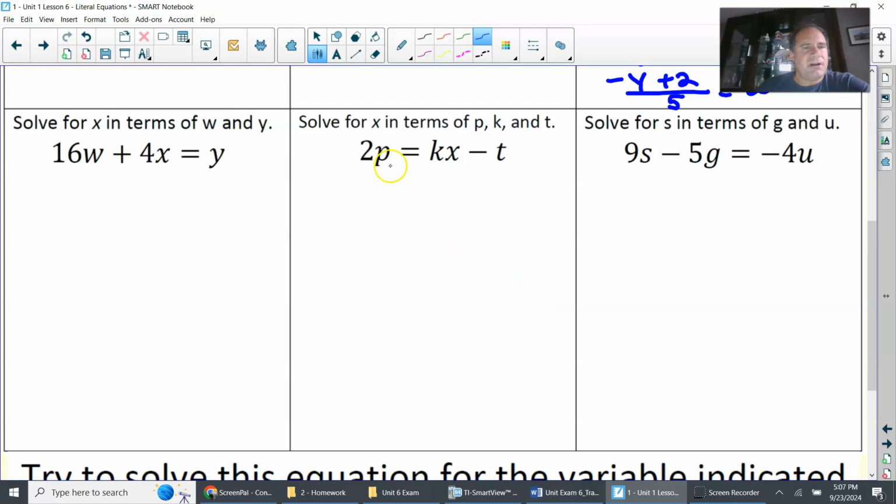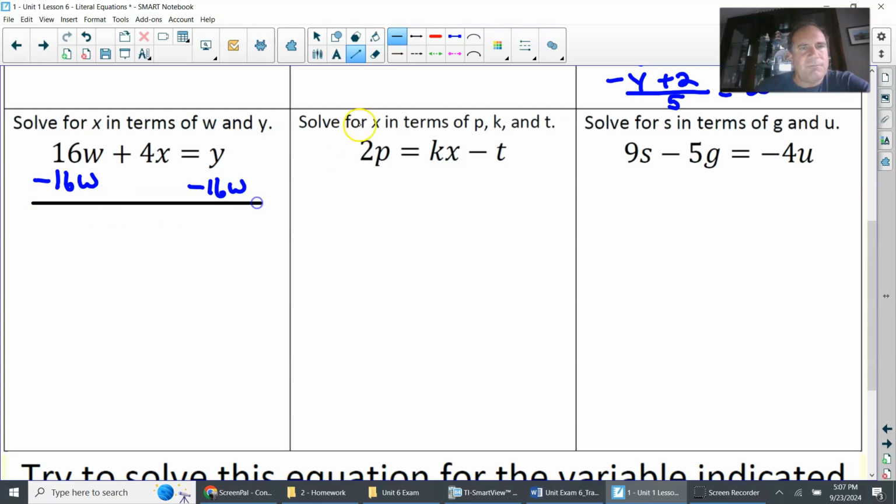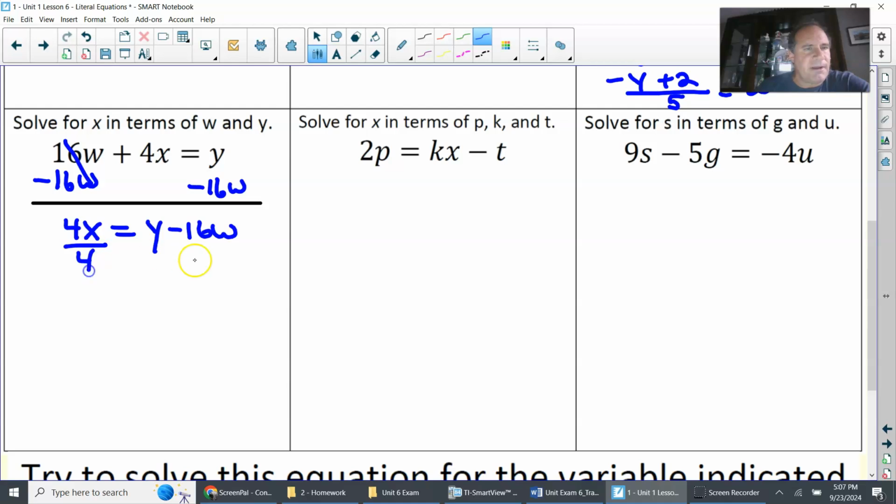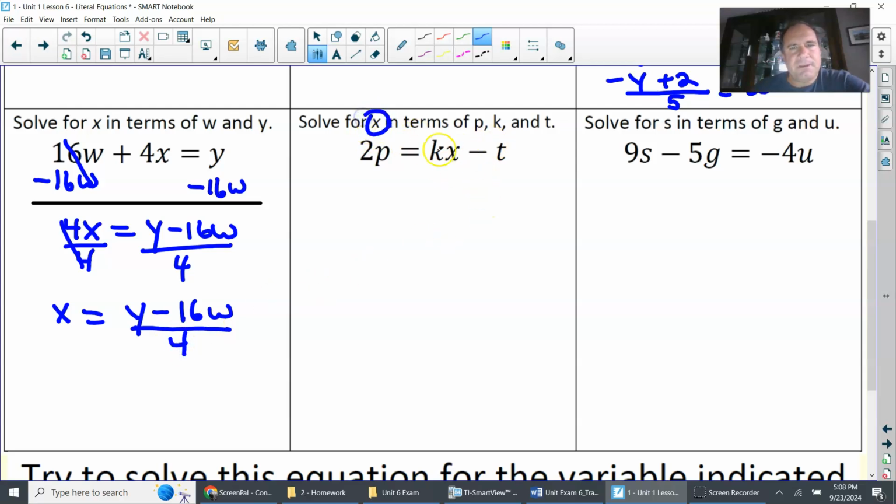Solve for X in terms of W and Y. Solve for X. Nice. Subtract this 16W. Notice that I'm not touching the term with the X in it. I'm not going to touch that because I need to get this 16W over. Then you notice that the 4X is kind of by itself there on the left side. Then you could divide by 4. And guess what? X is alone. And that's your answer. Solve for X. Right? And there we go.